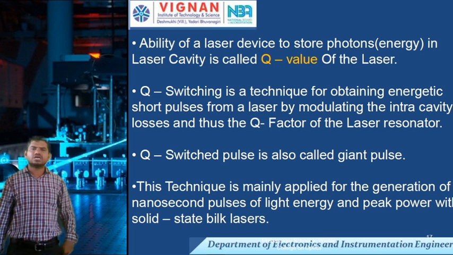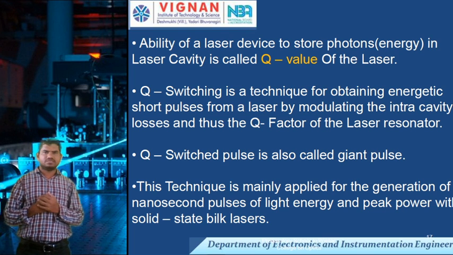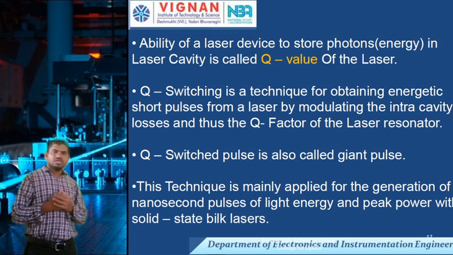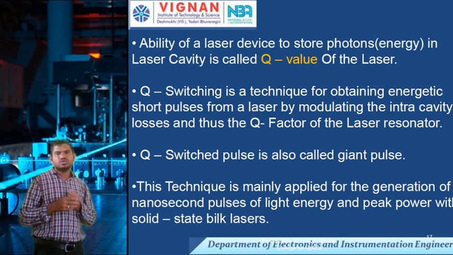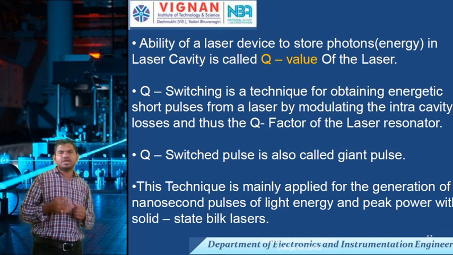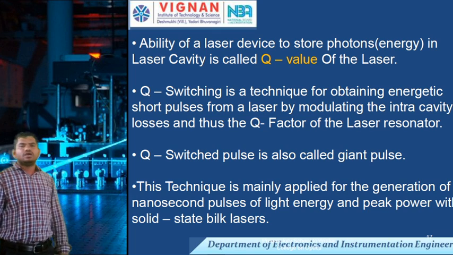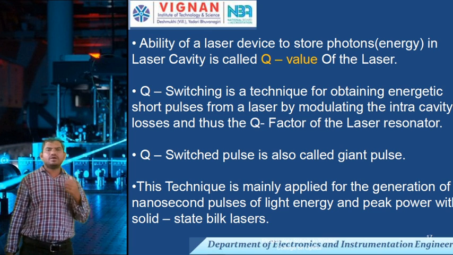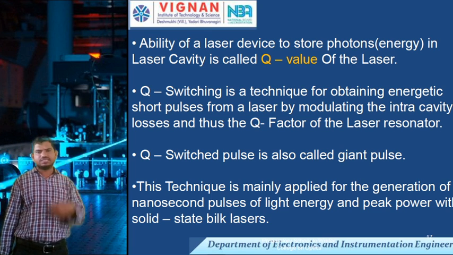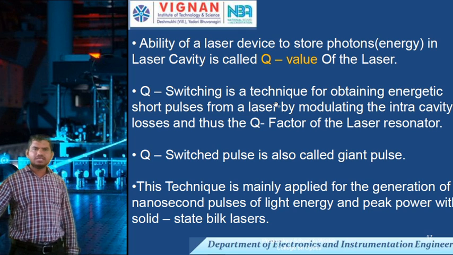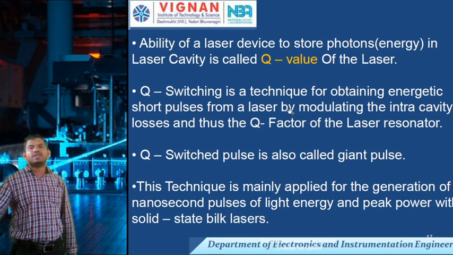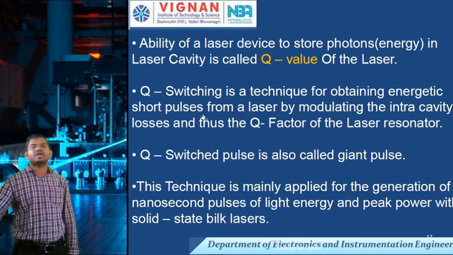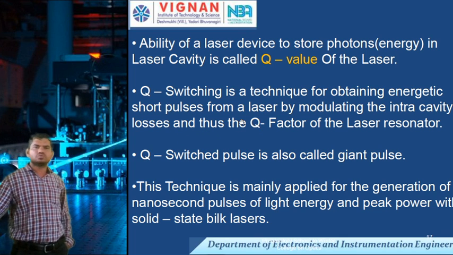In Q switching, the pulse is also called a gain-switched pulse. This technique is mainly applied for the generation of nanosecond pulses of light energy and peak power in solid state bulk lasers. It is a technique for obtaining energetic short pulses from a laser by modulating the intracavity losses. This is Q switching.